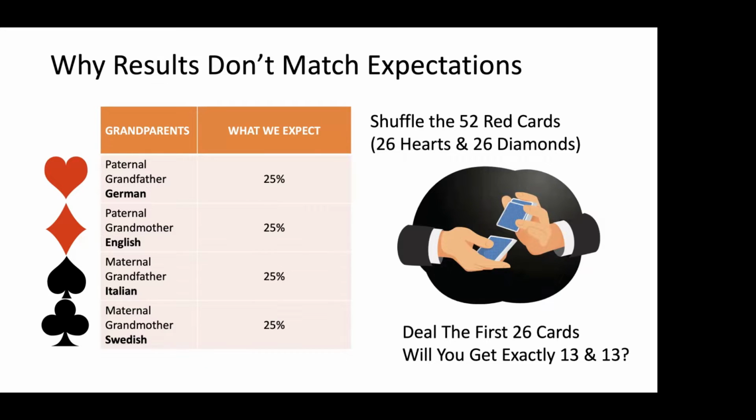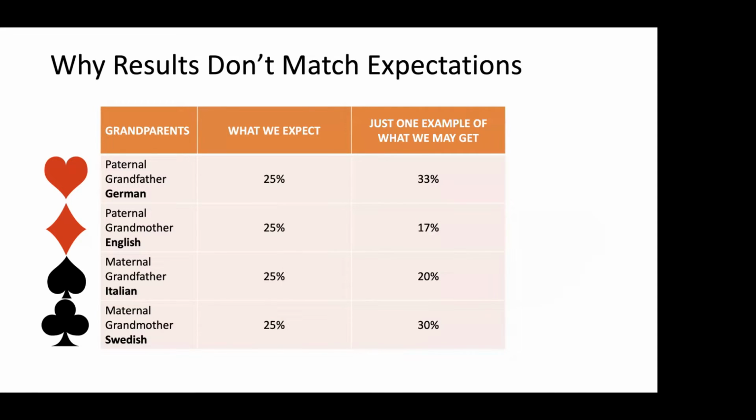Let's start with the red deck and shuffle all 52 red cards together. Then deal out the first 26. Will you get exactly 13 hearts and 13 diamonds? Maybe, but most likely it won't be an even split. Repeat the process with the black cards for your maternal side. Once again, an uneven split of some kind is the more likely outcome, as anyone who plays bridge can attest.